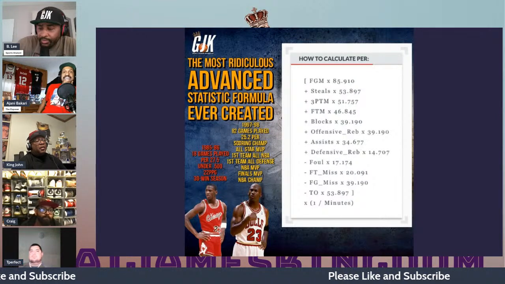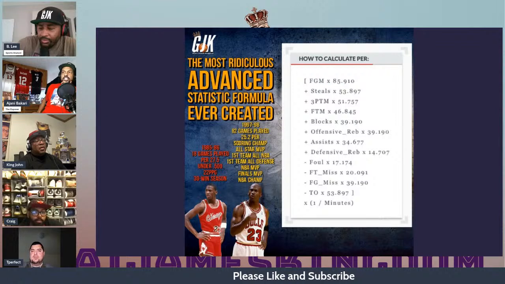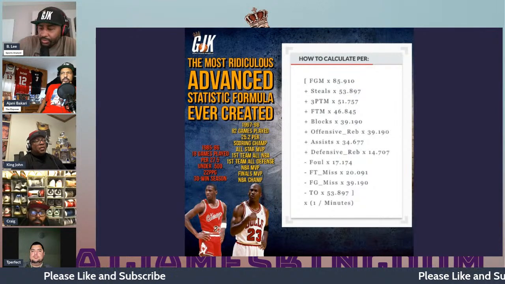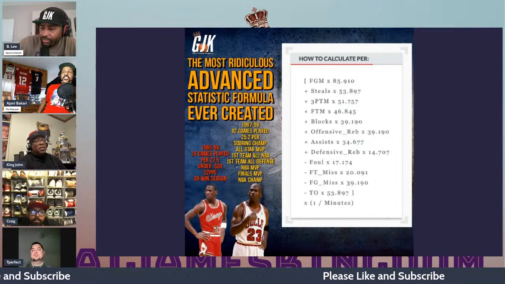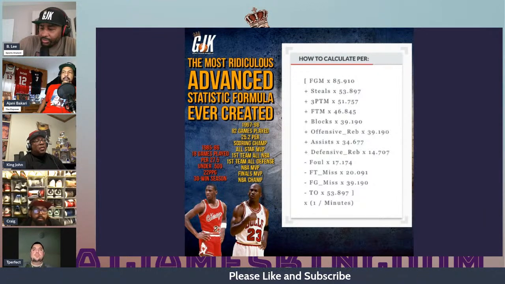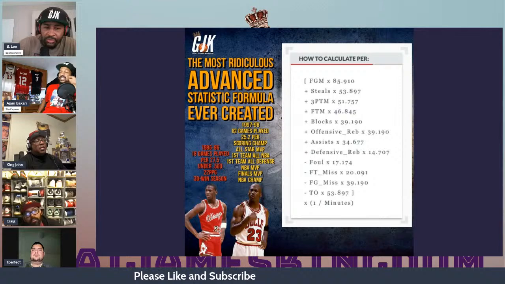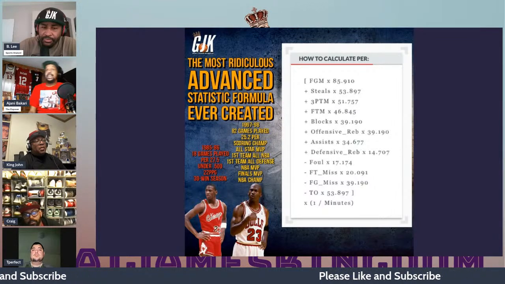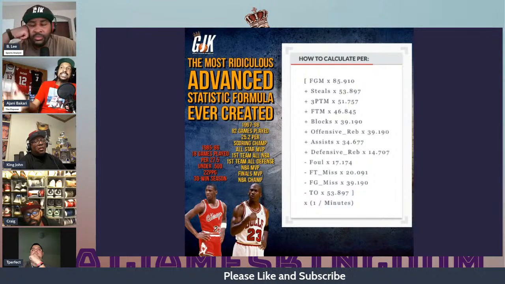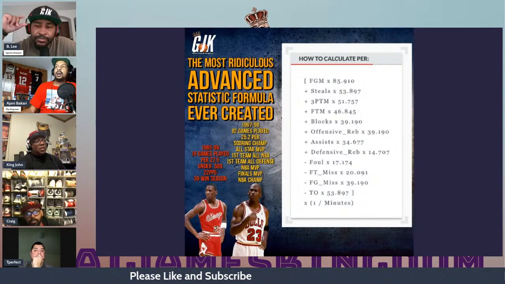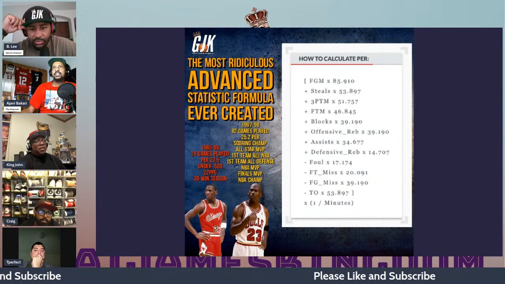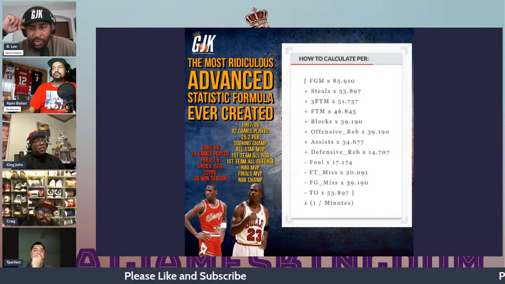This is a stat created by John Hollinger. John Hollinger used to work as an ESPN writer in the early 2000s when he created this stat, and eventually he became an NBA exec. I believe he was an exec for the Memphis Grizzlies, and I believe he still is today. So his stat and his formula are accepted by the NBA. But again, it is a subjective stat. Most of the advanced stats are subjective. They're not truly based on objective numbers, to be honest with you. It's not a one-to-one thing.